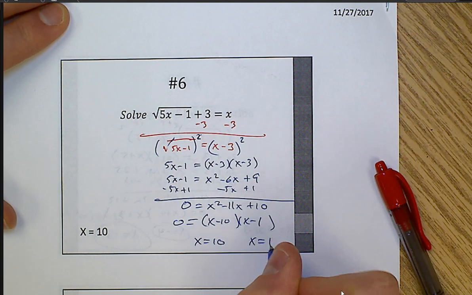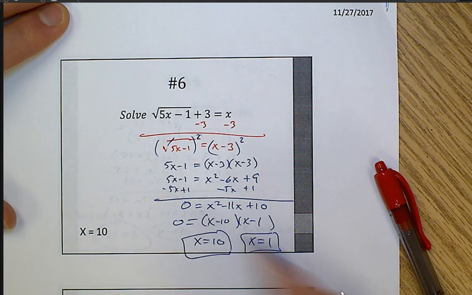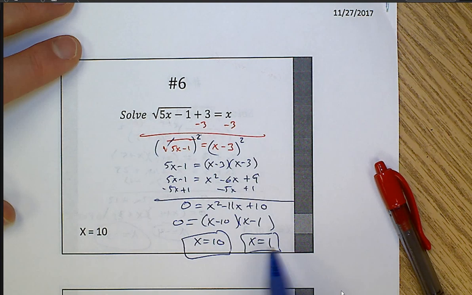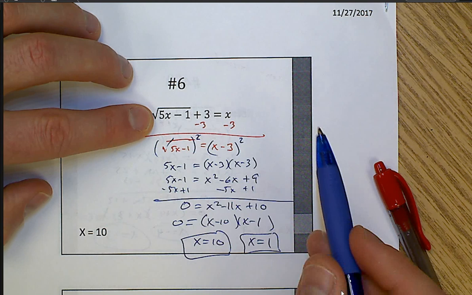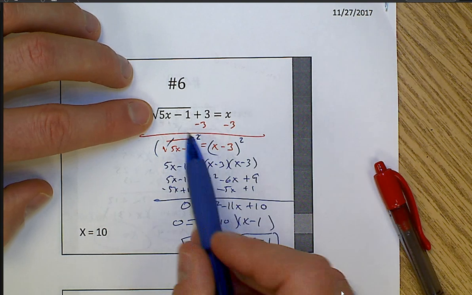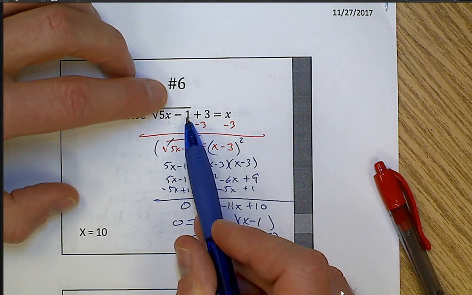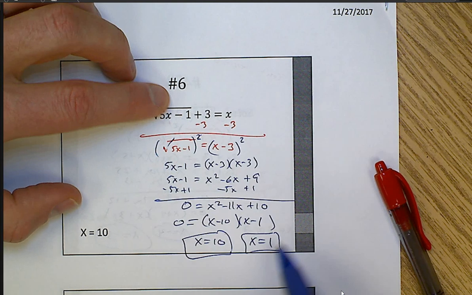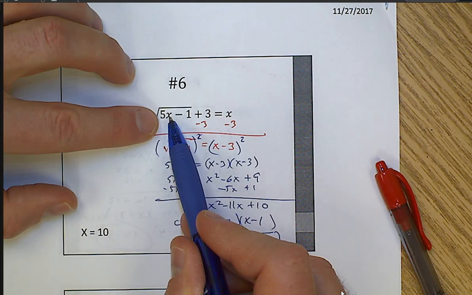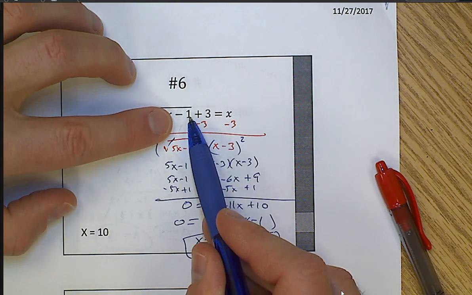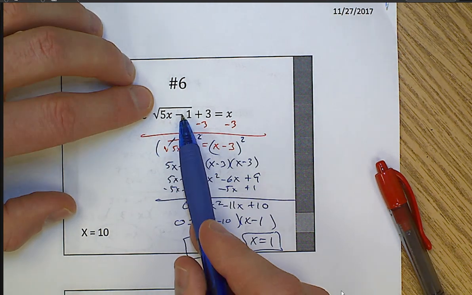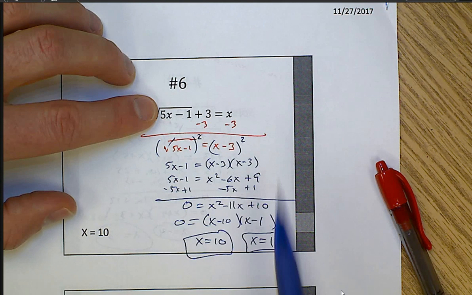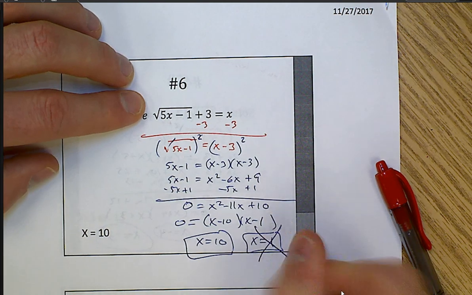Make sure you check your answers. You can see if you plug in a 10 here, 5 times 10 is 50. Did I do that right? Yep, 50. Minus 1 is 49. Square root of 49 is 7, plus 3 is 10. If I plug in a 1, 5 times 1 is 5, minus 1 is 4. The square root of 4 is 2. 2 plus 3 is 5, not 1. So 1 is extraneous, it doesn't work. 10's our winner.